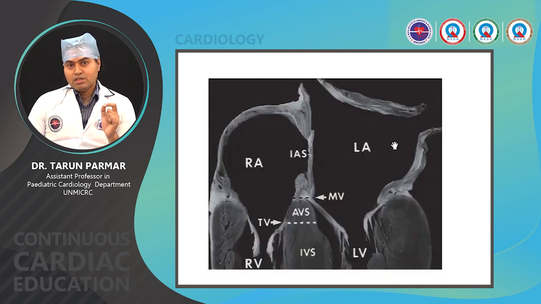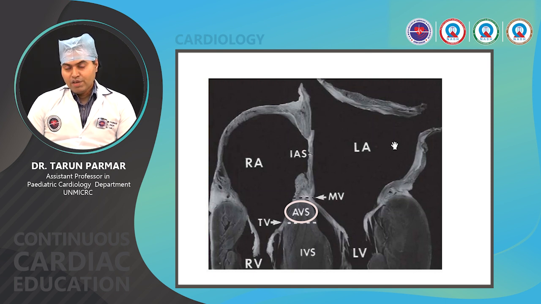So in this morphological specimen, we can see the atrioventricular septum. The atrioventricular septum lies between the right atrium and the left ventricle. It is bound above by the interatrial septum and below by the interventricular septum. This is practically absent in AVSD.